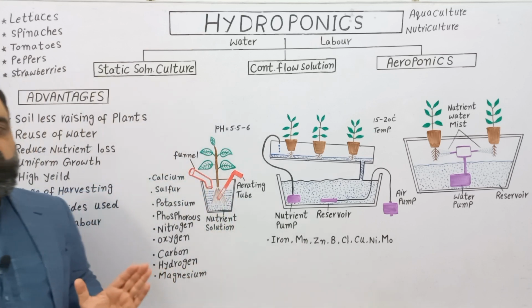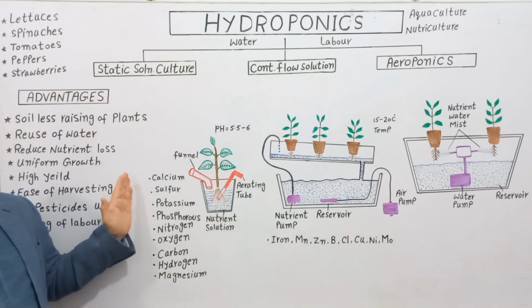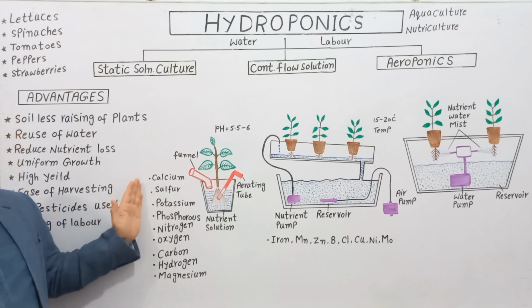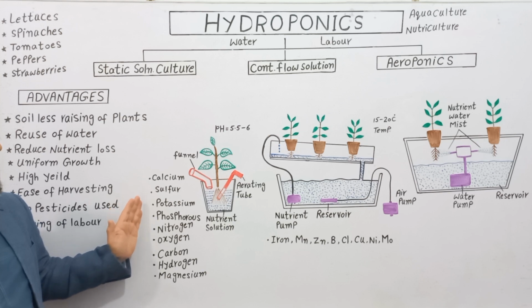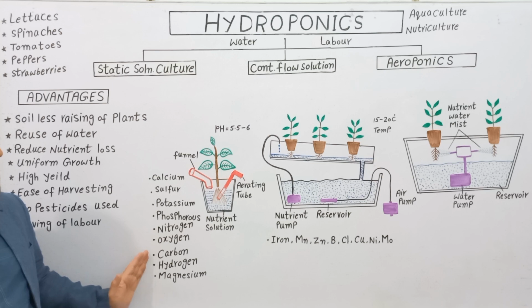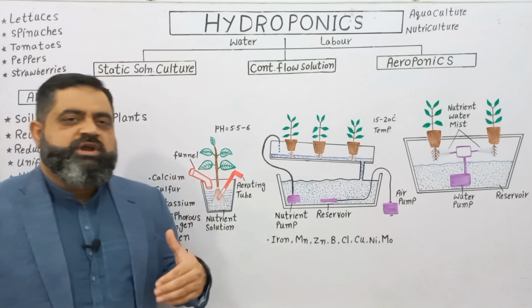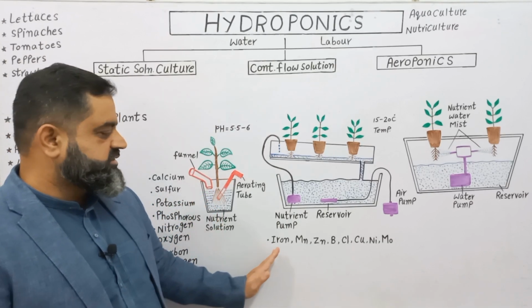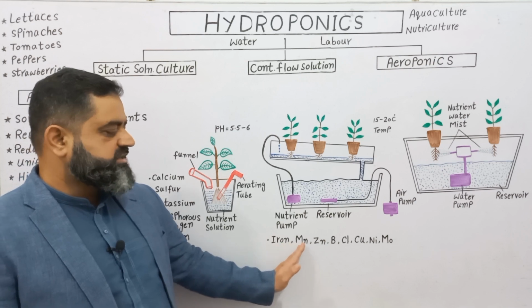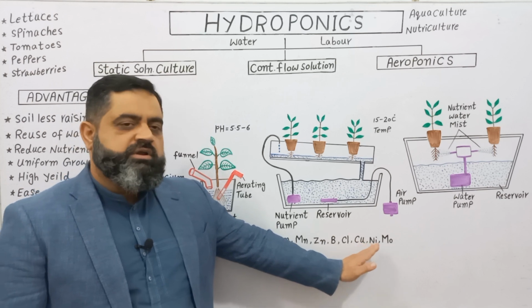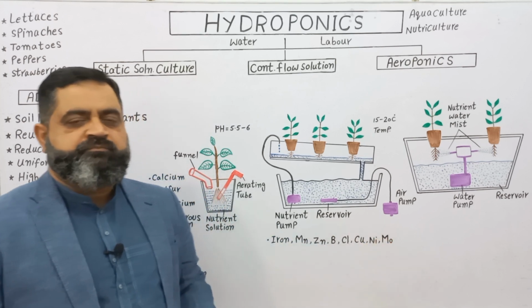If we look at the list of macronutrients which are required in large amounts, these include calcium, sulfur, potassium, phosphorus, nitrogen, oxygen, carbon, hydrogen, magnesium. And the micronutrients, which are required in smaller amounts, are iron, manganese, zinc, boron, chlorine, copper, nickel and molybdenum.